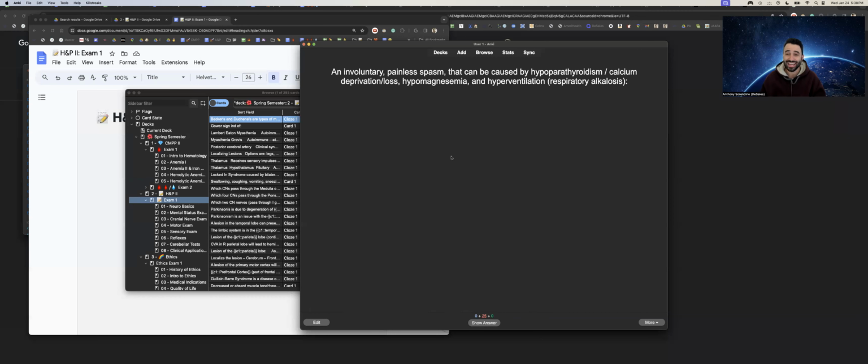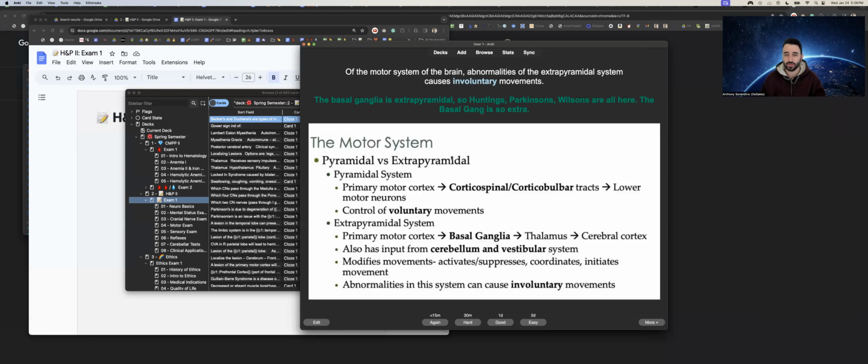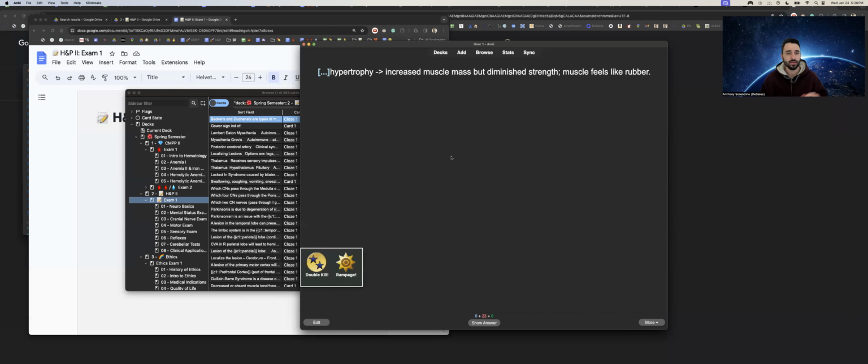Oh, this is tetany. Of the motor system of the brain, abnormalities of the extrapyramidal system cause involuntary movements, like with Huntington's. Blank hypertrophy, increased muscle mass, but this diminished. Oh, so it's increased mass, but diminished strength. Not even the absence of increased strength, it's diminished. This is pseudohypertrophy seen with Duchenne's.